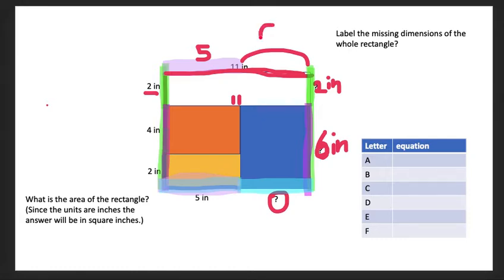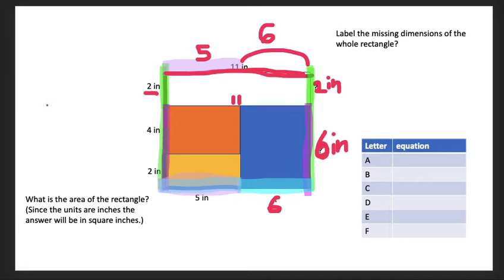So this area right here would be 6. So that means down here, that missing length has to be 6. Now, I know this is a lot, but this definitely helps us out.